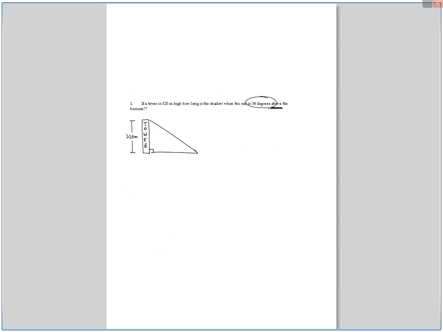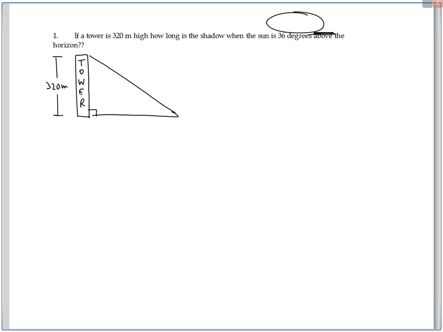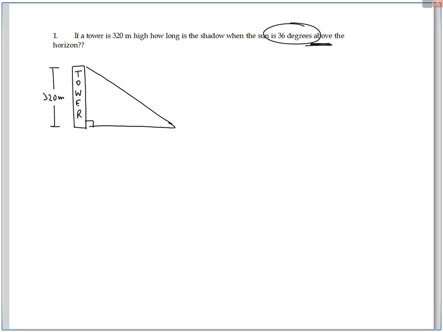There it is. Okay, back to normal. 36 degrees above the horizon. Above would be like, above the horizon. So that's 36. Then it says, how long is the shadow?